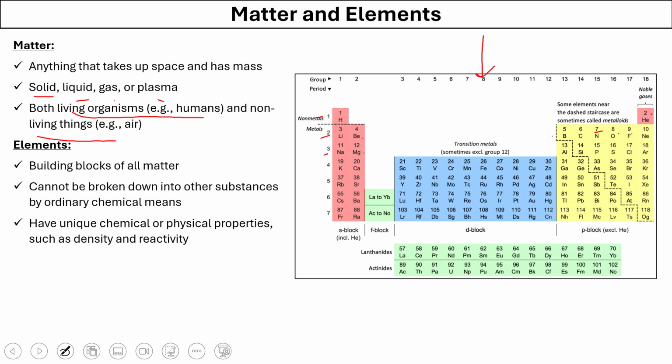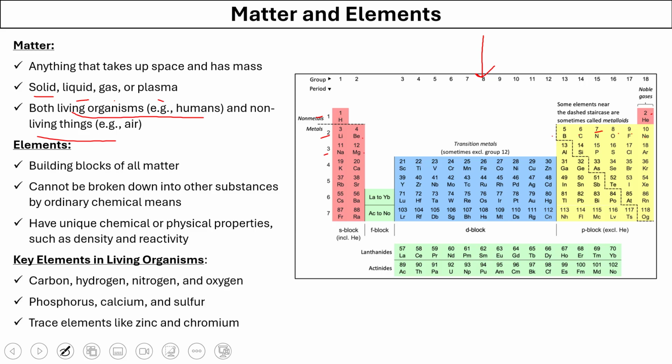So you know that everything around you is made up of molecules, and molecules are made up of elements. The most important elements of life are carbon, hydrogen, nitrogen, and oxygen. You also have a lot of phosphorus, calcium, magnesium, sodium, sulfur in your body, and you have traces of other elements like zinc or chromium in your body.